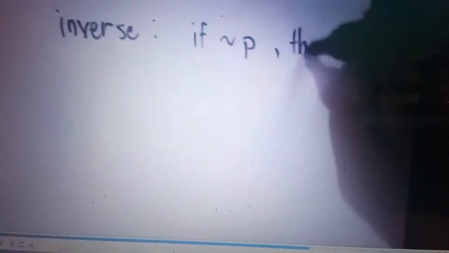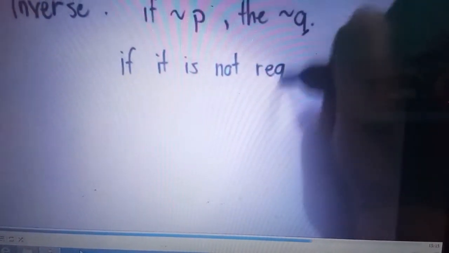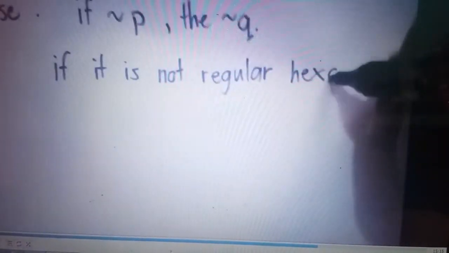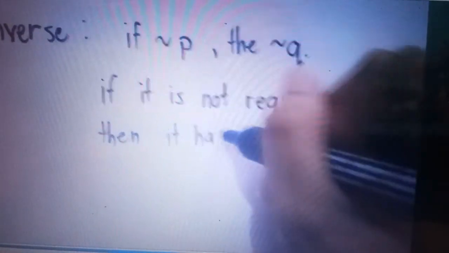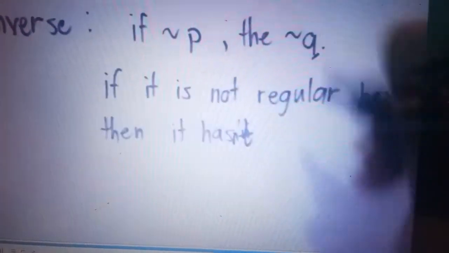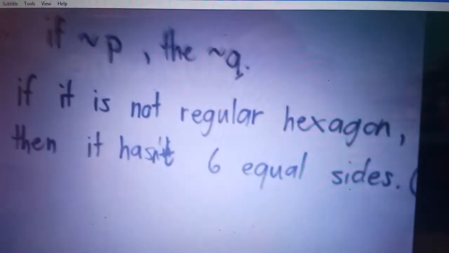Then we're going to write the inverse. In the inverse statement, we have the form if not P, then not Q. So we're going to write: if it is not a regular hexagon, then it doesn't have 6 equal sides. So this is also a true statement.